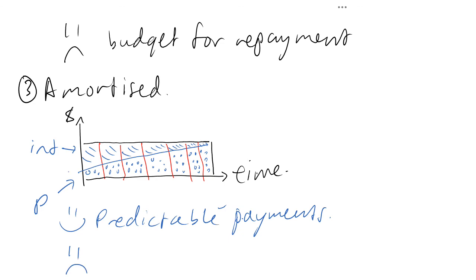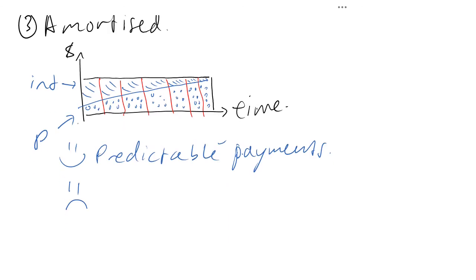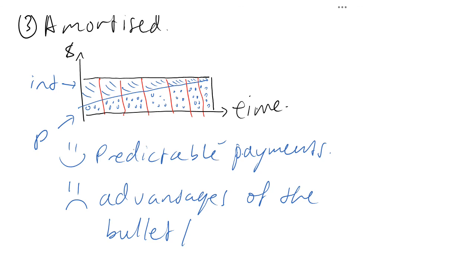Well, is there any downside? Of course, the downside could be that it doesn't have the advantages of the bullet loan. It doesn't have the advantages of the balloon loan. Because all the while the amounts being paid back for each installment are of equal amounts, it doesn't give the advantage of low cash payments in the initial period of the loan, unlike the bullet loan and the balloon loan.